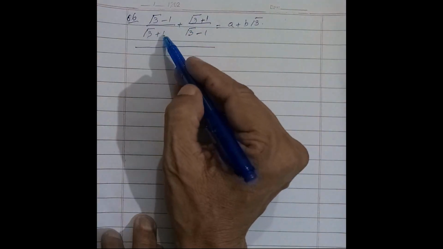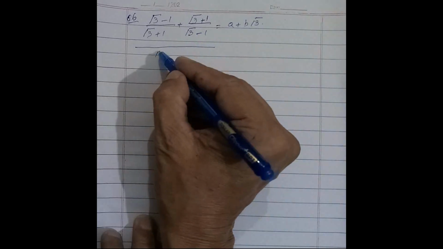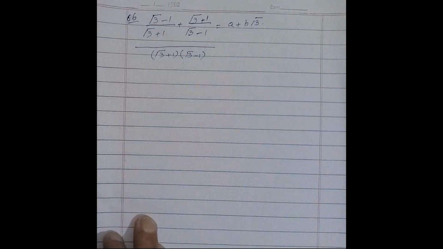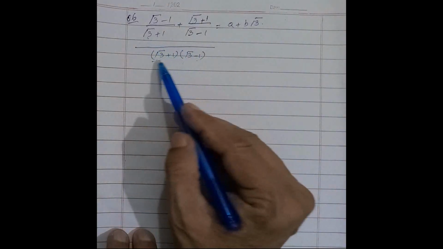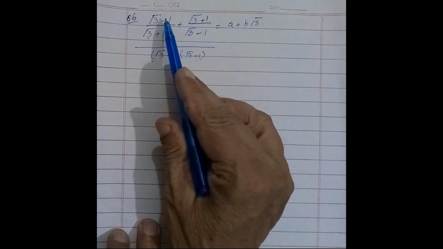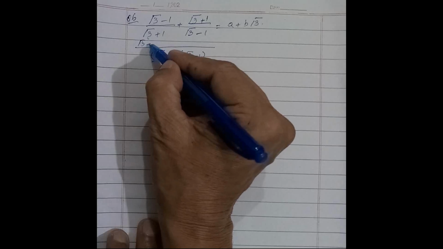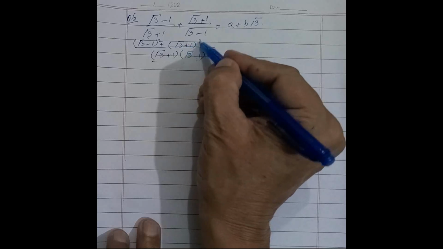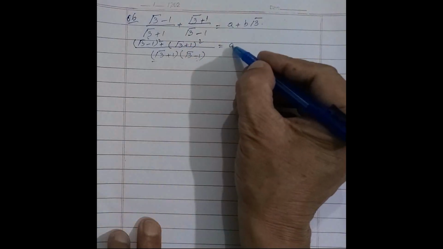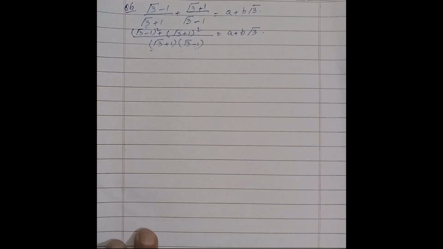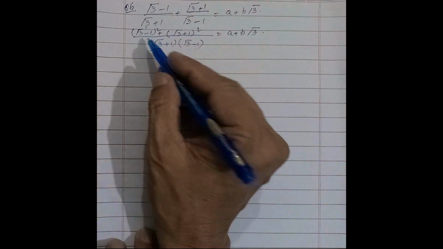Take LCM, square root 3 plus 1, square root 3 minus 1. And simplify the values. Divide LCM by square root 3 plus 1, and the answer is square root 3 minus 1. And it is multiplied with the numerator. We get square root 3 minus 1 whole square plus the other value square root 3 plus 1 whole square. And it is equal to a plus b square root 3. Now simplify these values.